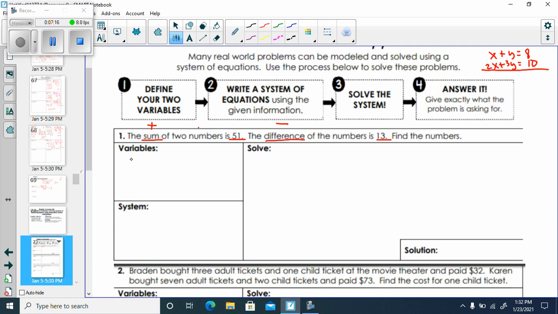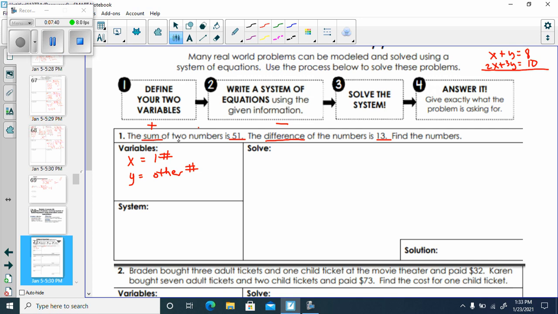Variables. That would be our two numbers. What if we call them x and y? X can be one number. Y can be the other number. Okay, because it said we had two numbers, right? There we've defined our variables. That's what they are. Now let's write our system of equations, our two equations.